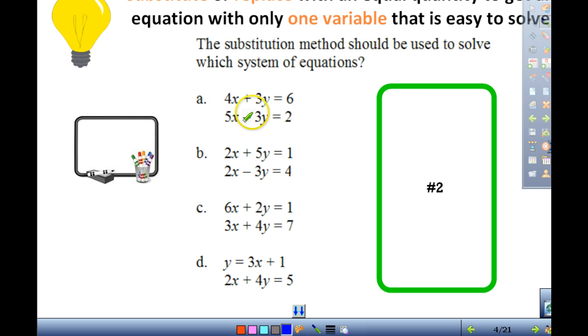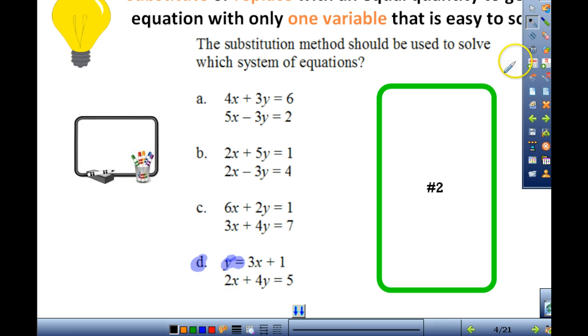Okay, so we can look here. Can't easily plug in one equation to the other for A, B, C. But when you get down to D, you can see, well, yeah, this one has a y equals, just like last night's homework. So this is a good substitution method problem, because I can easily just take 3x plus 1 and plug it in for y and start solving. So this is our goal for the first step for all systems of equations by substitution, trying to have one variable by itself for at least one of the equations. It doesn't have to be both, but it can be.